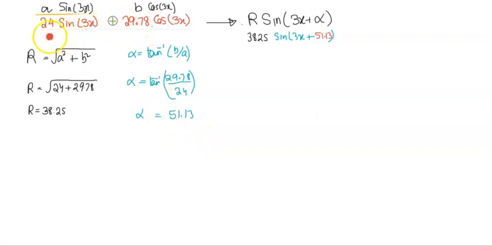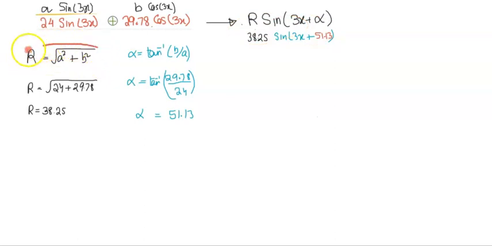In the previous video we got this question and this answer: 24 sine 3x plus 29.78 cos 3x. According to the equation, the a in this one is 24 and the b is 29.78, and we want to write it as a single waveform. This is a single waveform.